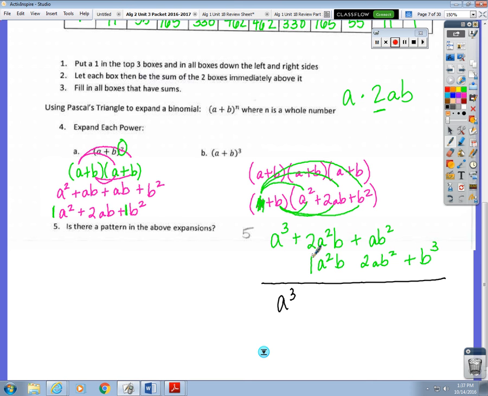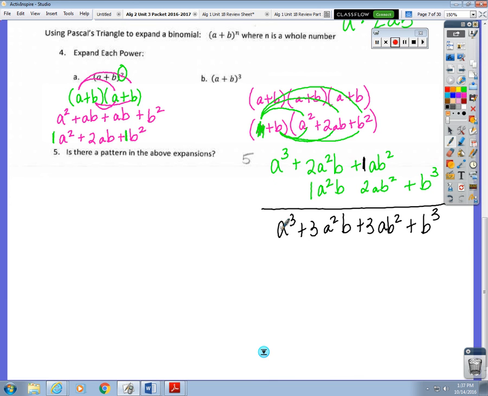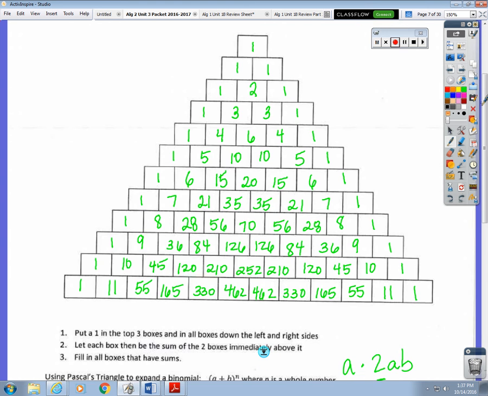We have a total of 3 a squared b terms, right? We also have a total of 3 a b squared terms, and then we have 1 b cubed. Now, I didn't write the coefficients, but isn't there a coefficient of 1 there and a 1 there? Look, 1, 3, 3, 1. If you look at your triangle, 1, 3, 3, 1.